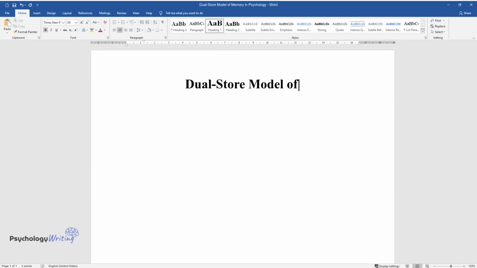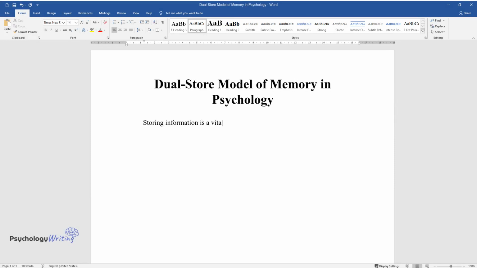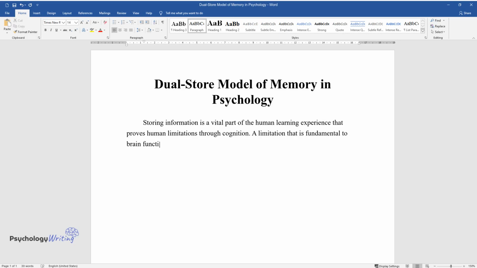Dual store model of memory in psychology. Storing information is a vital part of the human learning experience that proves human limitations through cognition. A limitation that is fundamental to brain functioning by exploring the capacity and duration of information storage. There are 3 parts of memory according to the dual store memory.